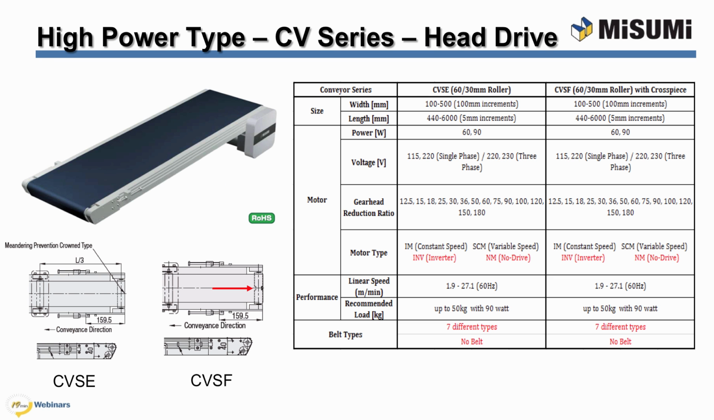The CVSE and the CVSF is a high power type conveyor. Width of the high power type is configurable from 100 to 500mm in 100mm increments. For this high power type, the length of the conveyor is configurable from 440 to 6000mm in 5mm increments. Because of higher wattage motor, you are able to convey a longer belt that can handle more load up to 50 kilograms. 60 and 90 watt motors are the option for this conveyor.